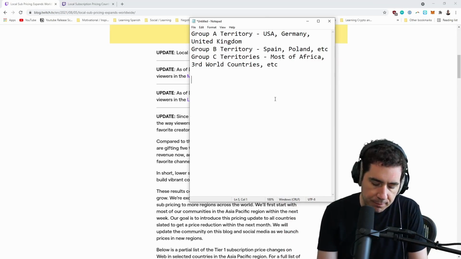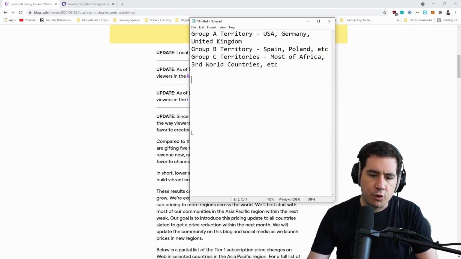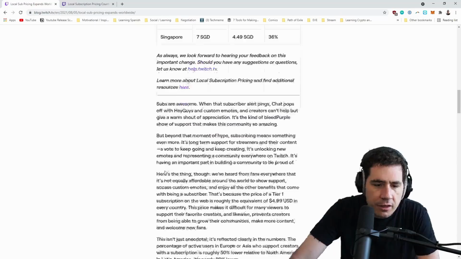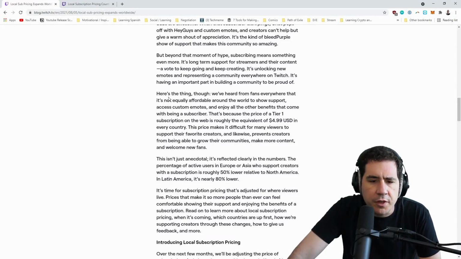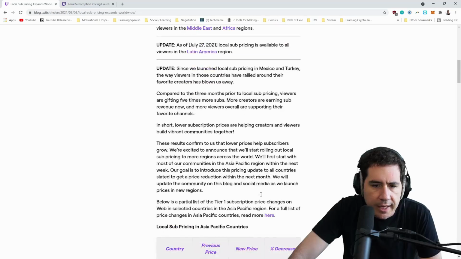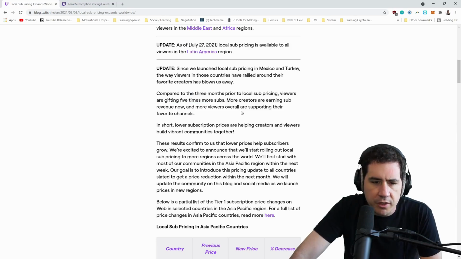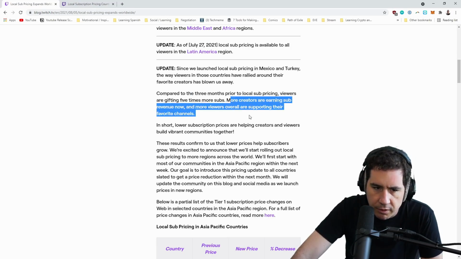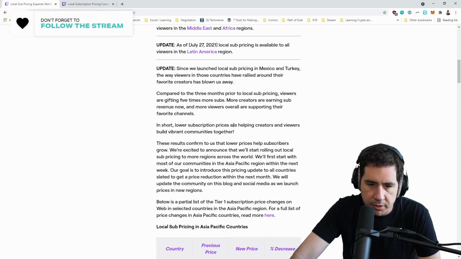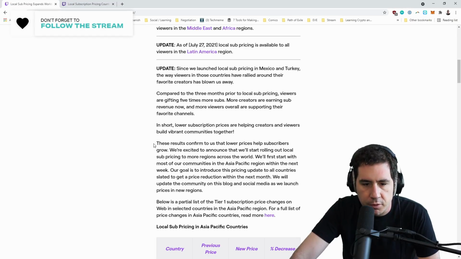So what'll generally happen, I think, is Twitch mentioned on its local pricing. They're claiming right now that compared to 3 months prior to local sub pricing, viewers are gifting 5 times more subs. More creators are earning sub revenue now, and more viewers overall are supporting their favorite channels. In short, lower subscription prices are helping creators and viewers build vibrant communities together. These results confirm to us that lower prices help subscribers grow.